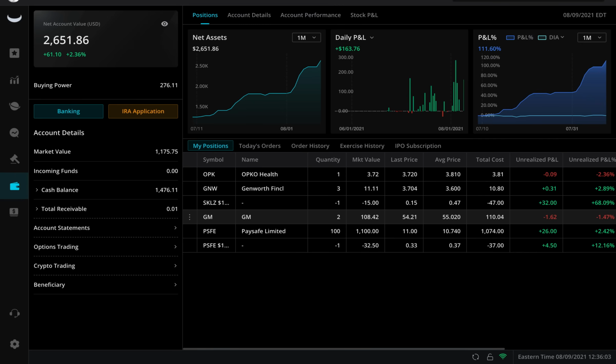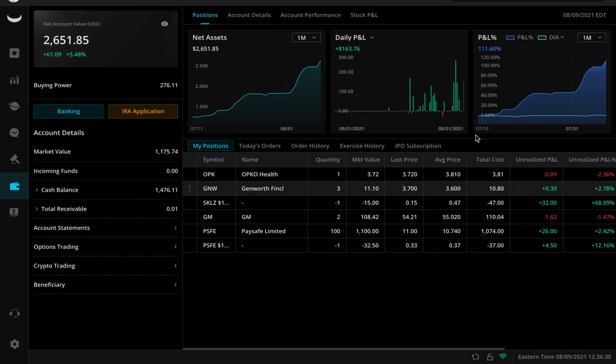So this is what I'm holding. Let me quickly explain this to you guys, since this is the first time I've actually shown this. As you can see, the top left shows my net account value, which is about $2,651. Below it, it shows my buying power. I do have $276 in buying power, and I'll explain why in a second.